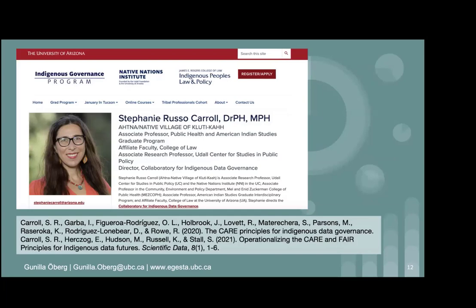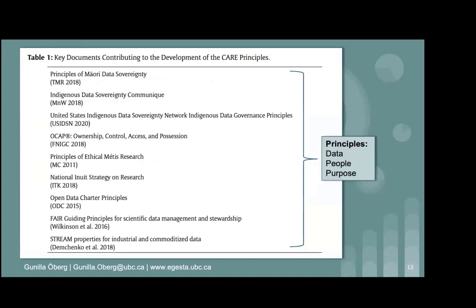The OCAP principles were established in the 90s. And as of 2020, I think the first paper was produced by a group from the University of Arizona under the lead of Stephanie Russo Carroll, that developed what they call the CARE principles that take these principles one step further. They collected a group of people and based the study on these principles from Indigenous peoples, but also about data, open data principles, etc. And then they had a workshop and then they extracted what kind of principles are guiding these guidelines. And they can see that some principles are data-oriented, other principles are people-oriented, and others are purpose-oriented.